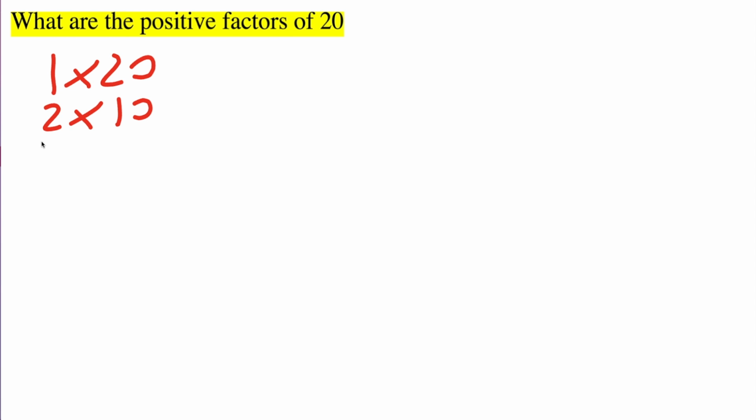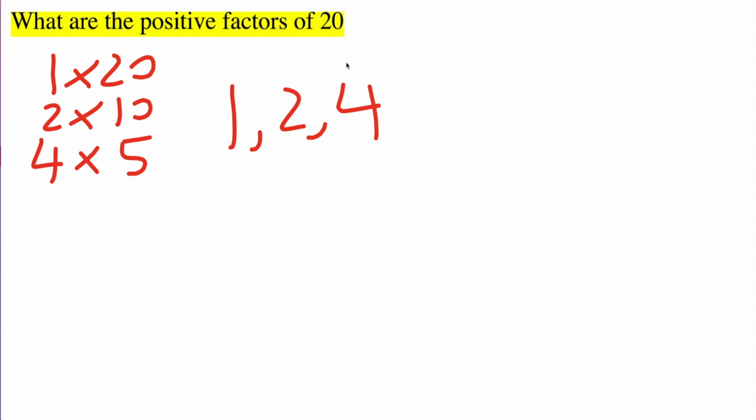But we can try 4. 4 times 5 is 20. And then 5 times 4 is also 20. So it kind of repeats. So at this point, we can kind of stop because the next one would be 5 and 4, and that's the exact same thing. So if you wanted to list it out, we would get 1, 2, 4, those 3. The next is 5, 10, and 20.